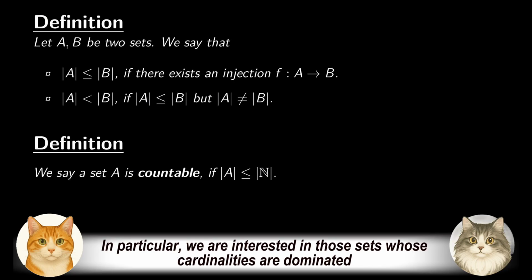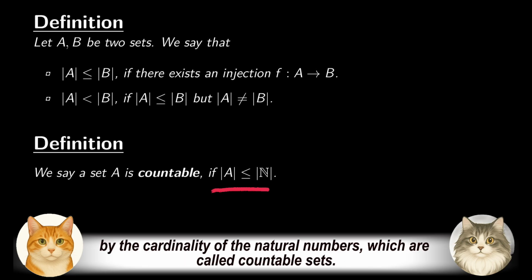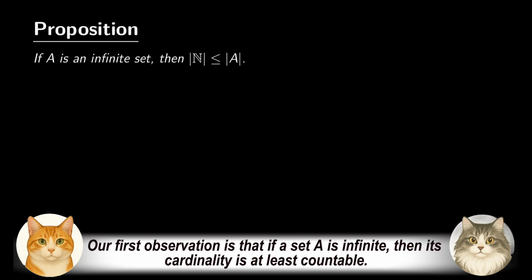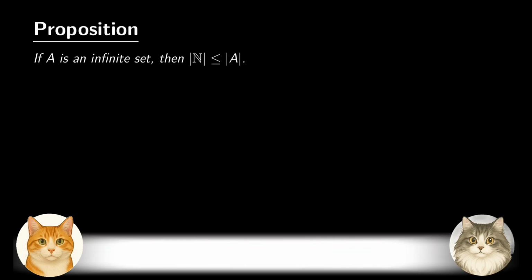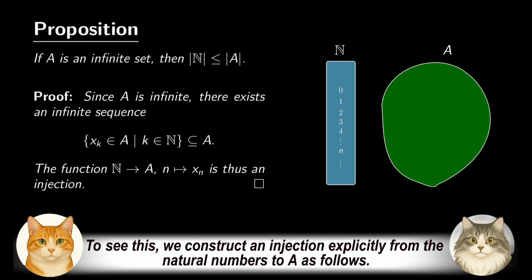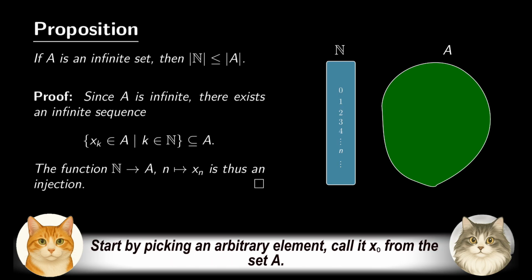In particular, we are interested in those sets whose cardinalities are dominated by the cardinality of the natural numbers, which are called countable sets. Our first observation is that if a set A is infinite, then its cardinality is at least countable. To see this, we construct an injection explicitly from the natural numbers to A as follows.